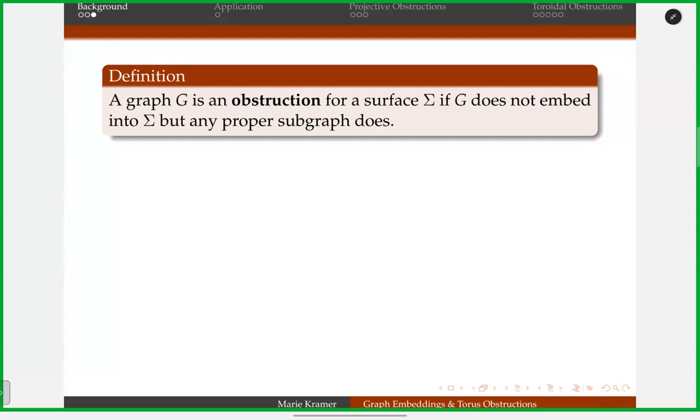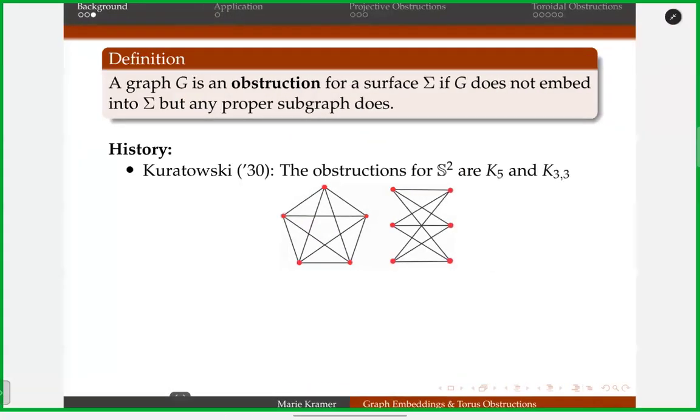And that's exactly what we saw happening with K33, right? We saw we could embed the whole graph except for one edge. And since K33 is edge transitive, no matter which edge we take out of K33, we can embed it. And then famously, Kuratowski showed in 1930 that the obstructions for the plane, or equivalently the sphere, are exactly K5 and K33. A subgraph keeps all the vertices but drops some of the edges. Yes, you could also remove vertices, including all the incident edges.